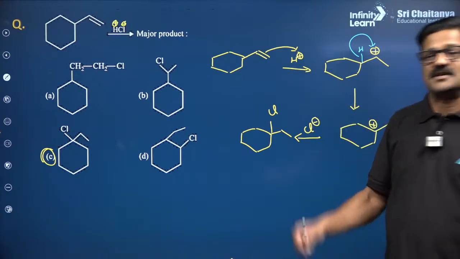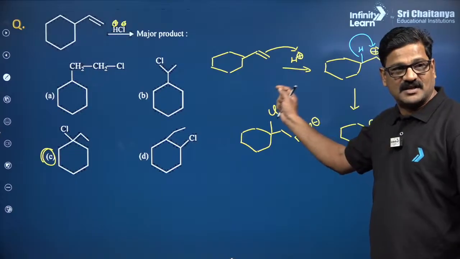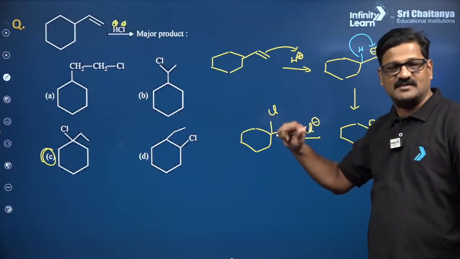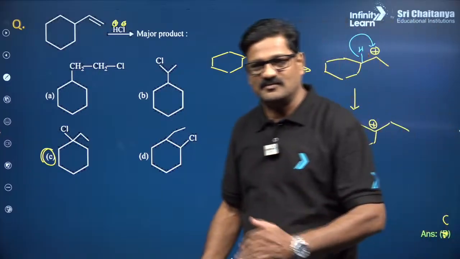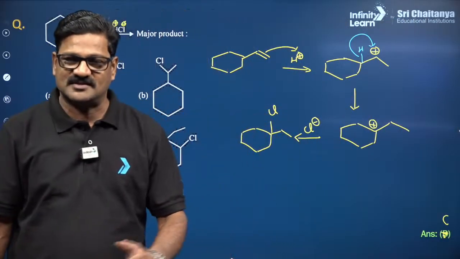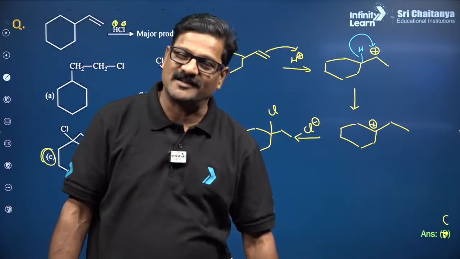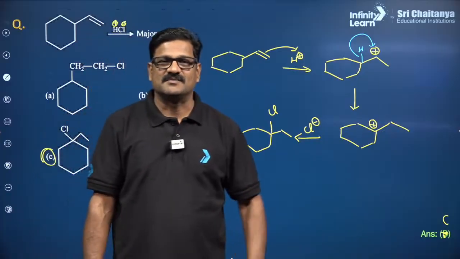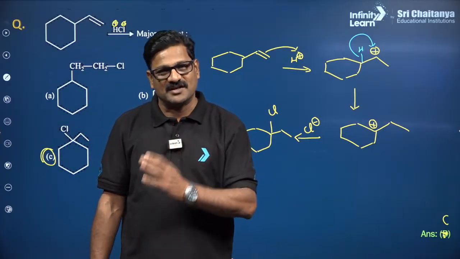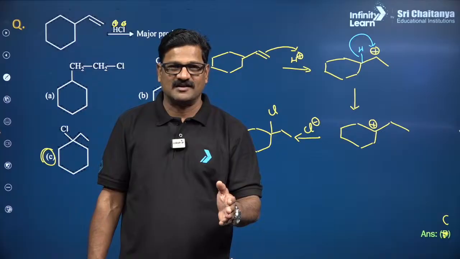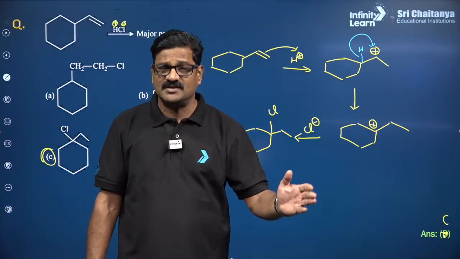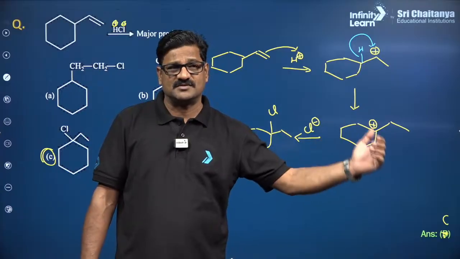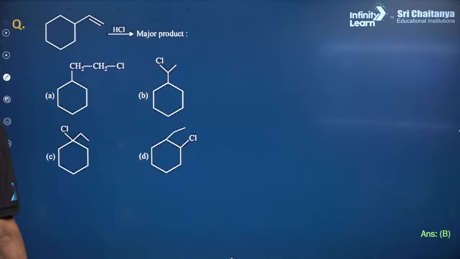So carbocation in the electrophilic addition reaction is the intermediate. Whenever a carbocation forms, it has the ability to rearrange from the less stable carbocation to the more stable carbocation. And for the stability of carbocation, benzyl carbocation is more stable than allyl carbocation, which is more stable than tertiary, which is more stable than secondary, which is more stable than primary. Got it? And this is already completed.